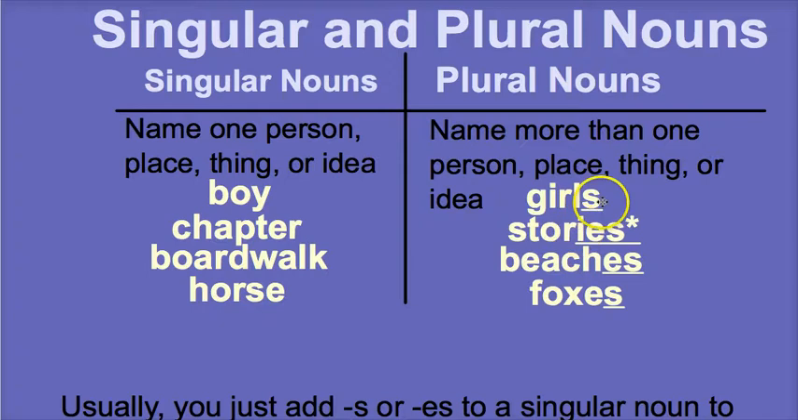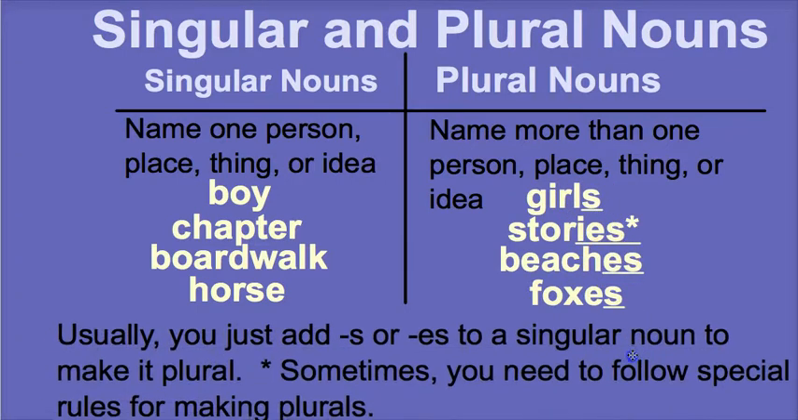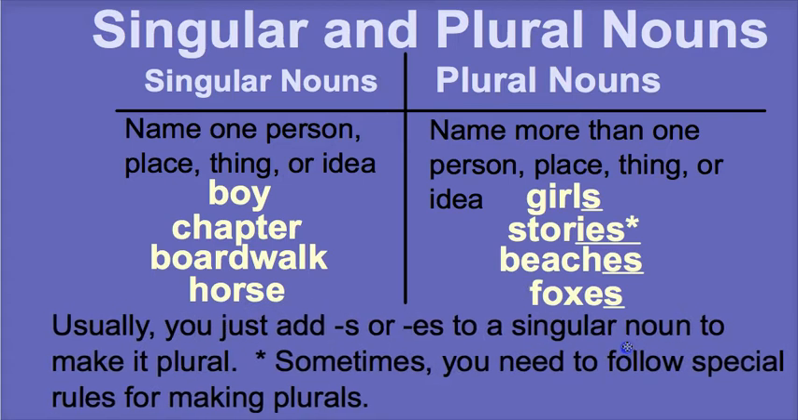So let's take a look at these plural nouns for a second. What do they all have in common? Well, in order to become a plural noun, it seems that you just add s or es to a singular noun. And that's typically what you would do. Usually, you just add s or es to a singular noun to make it plural. Sometimes, however, you need to follow special rules for making plurals, which we'll explore on the next page.